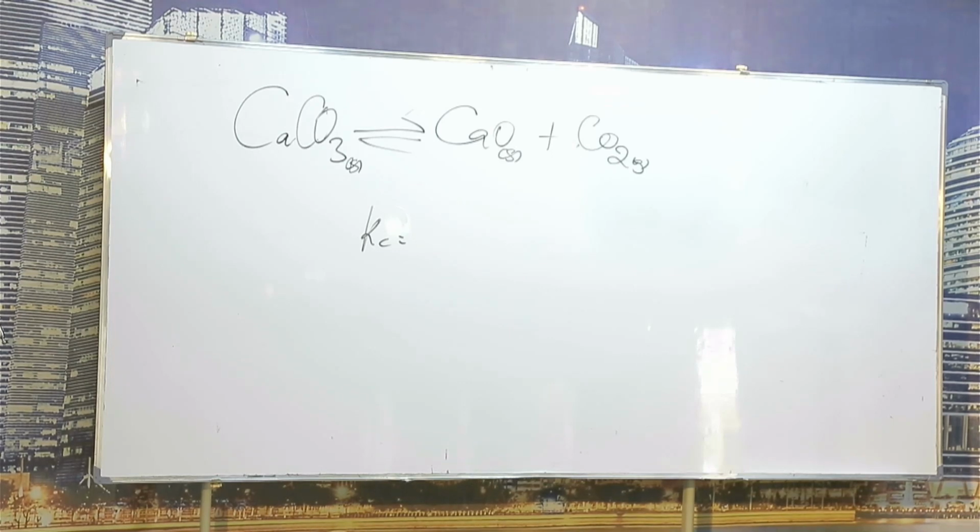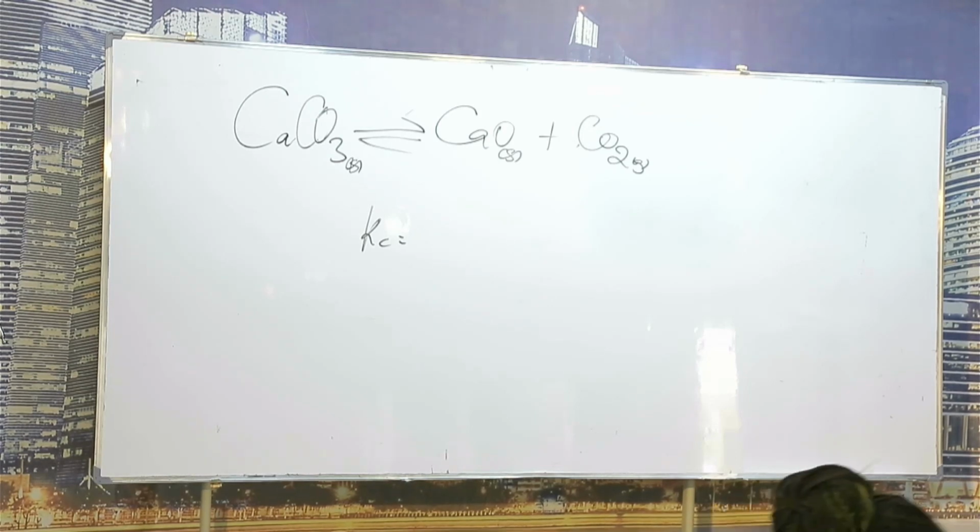You know the Kc value, yeah? Product over reactant. Product over reactant is the Kc, the equilibrium constant. Give me the value now.